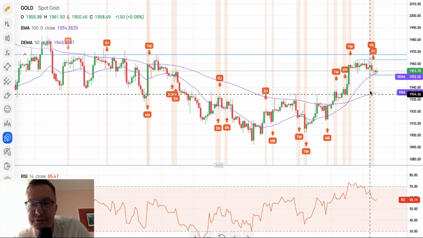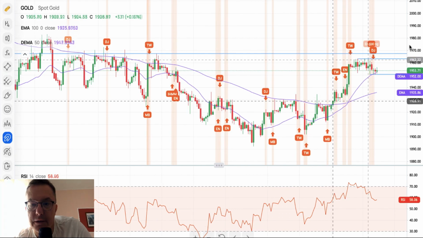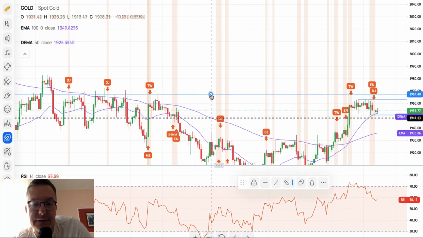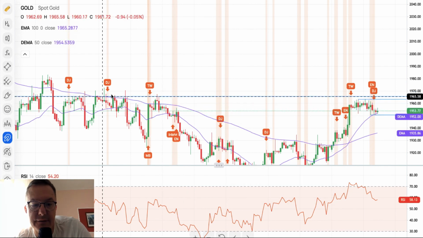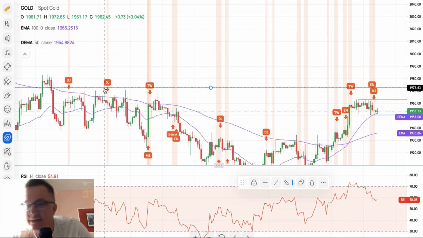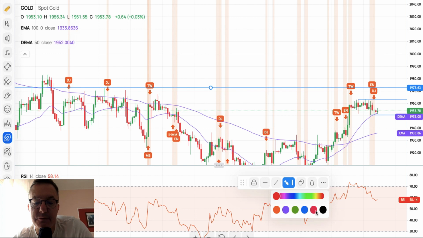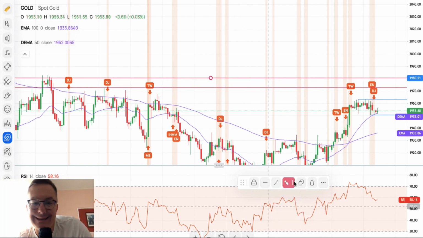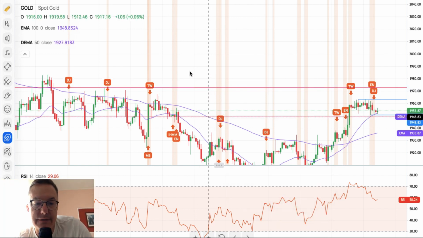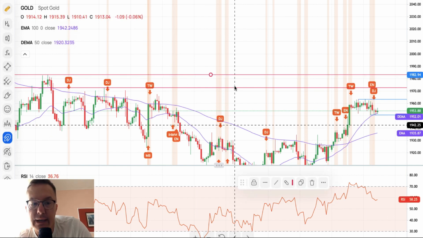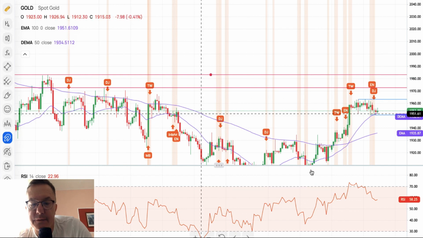Let me just swipe down my chart so I can move it a little bit lower. There you go. We have this technical resistance. There's a series of technical resistance, plenty of it, because the bulls tried many times to break above 1,972, 1,982.